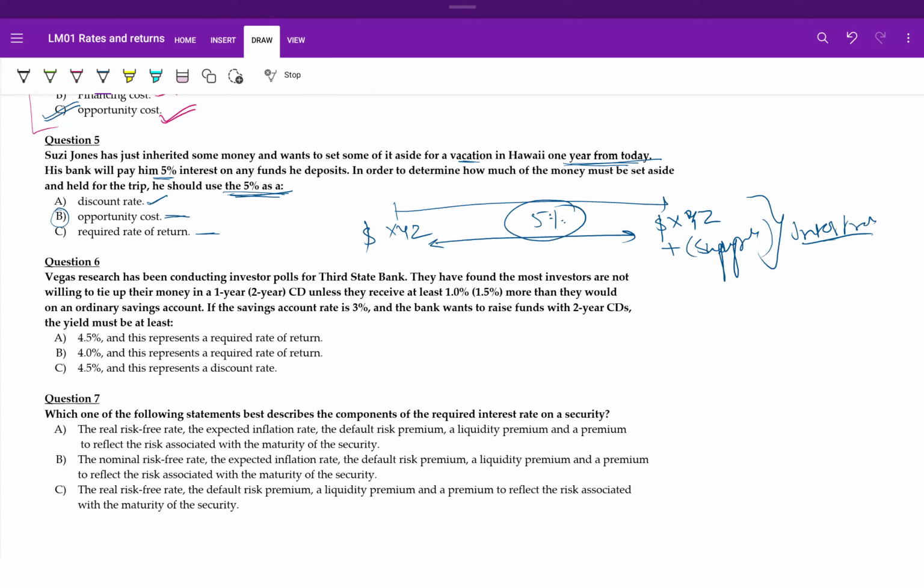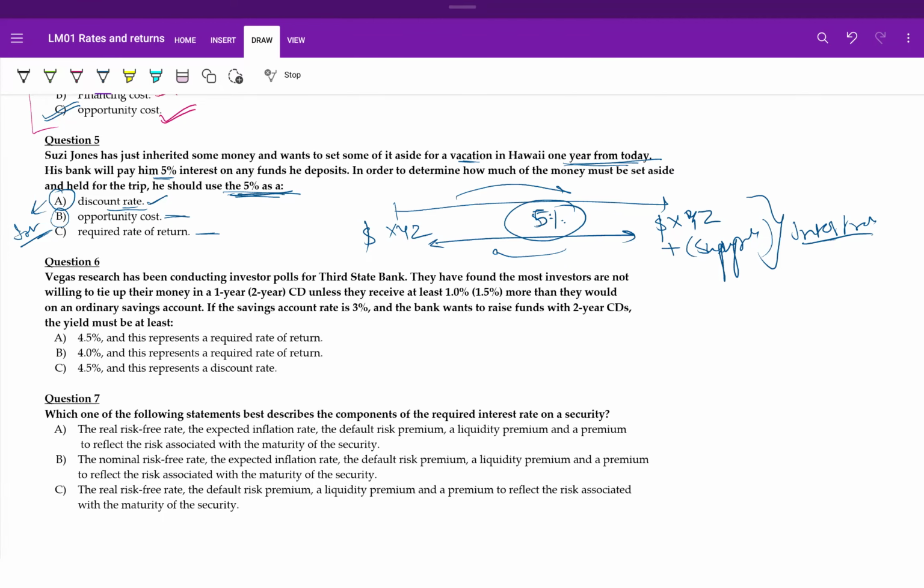And yes, we discussed compounding and discounting, but that concept doesn't apply here. Discount rate is simply referring to the interest rate, and that's what they're asking. 5% should be considered as the interest rate. So she needs to figure out how much the trip will cost in 1 year and then use 5% as the discount rate to convert the future cost to the present value. That's why the best fit for this example is discount rate.